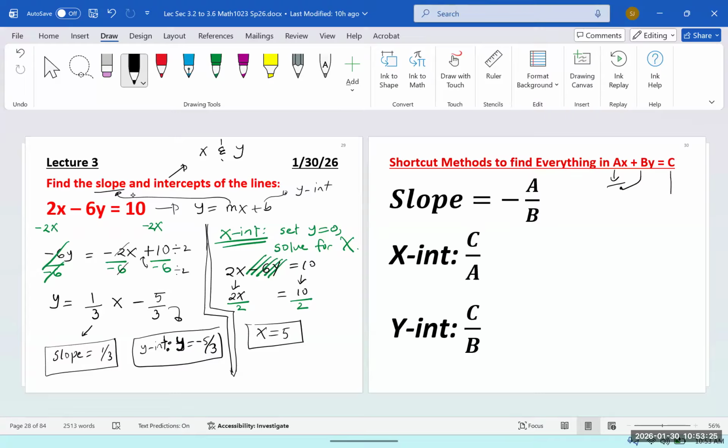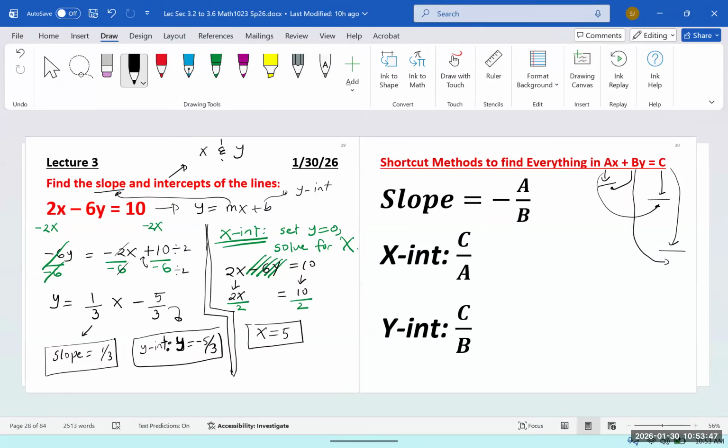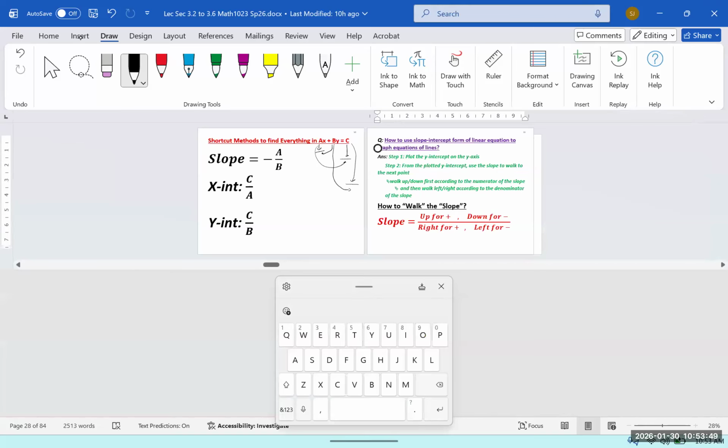X-intercept is c divided by a, and y-intercept is c divided by b. So all you have to do is division. If you do division, then you can easily find these two without doing any math. Let me show you some examples.